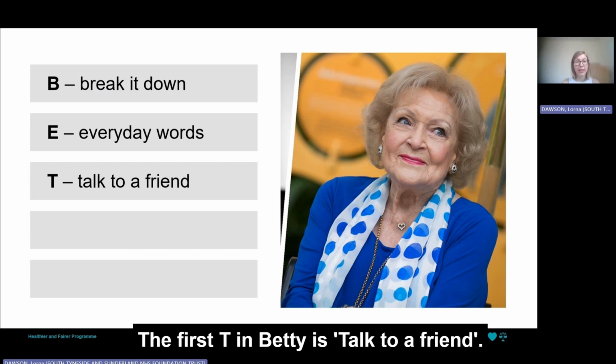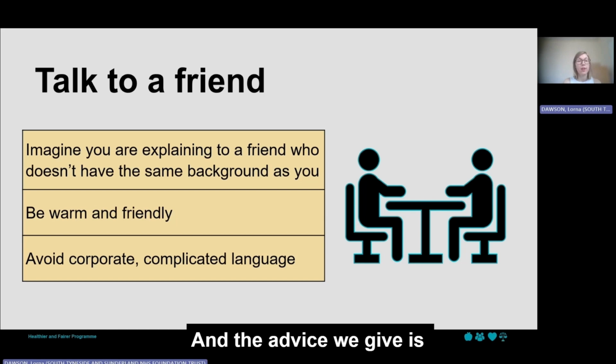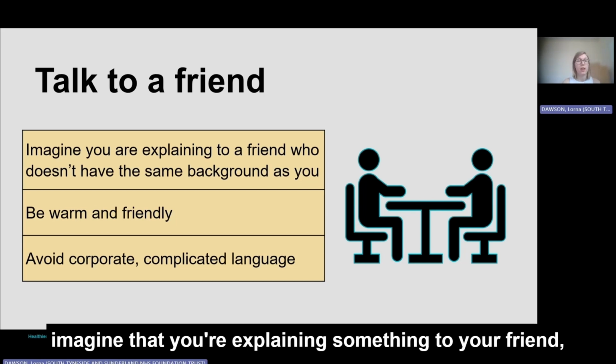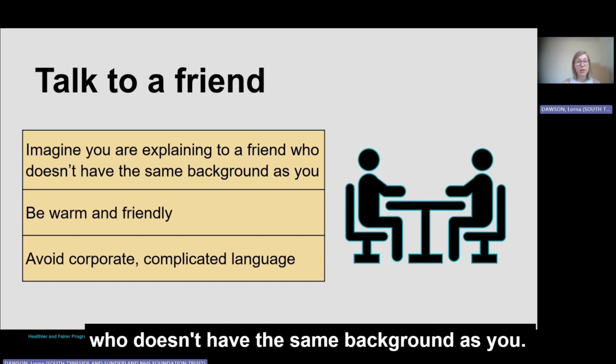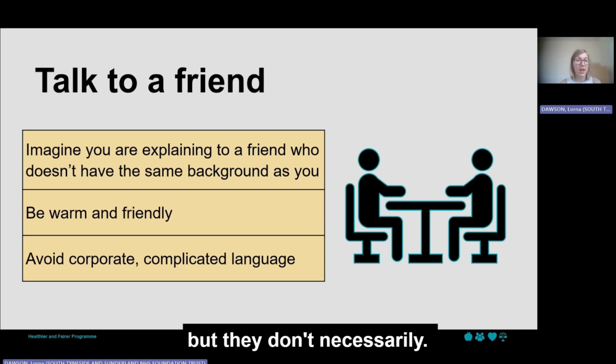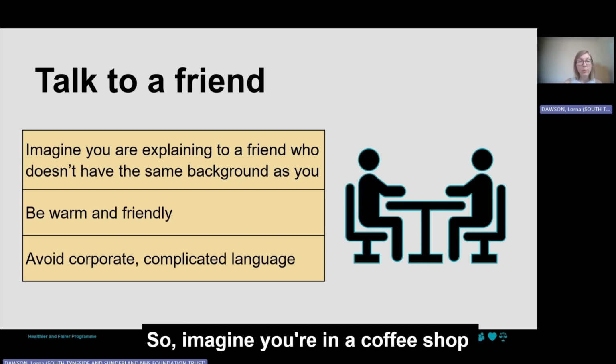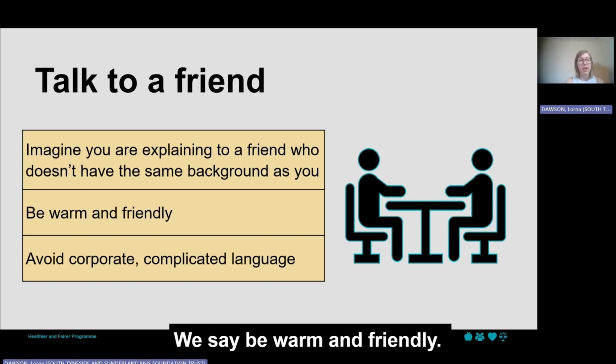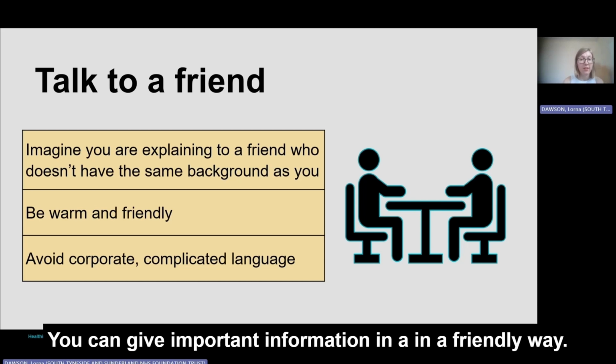The first T in Betty is talk to a friend. An advice we give is imagine that you're explaining something to a friend who doesn't have the same background as you. I think when we're in our own setting, we think that everybody understands, but they don't necessarily. So imagine you're in a coffee shop and explaining to a friend. We say be warm and friendly. You can give important information in a friendly way.